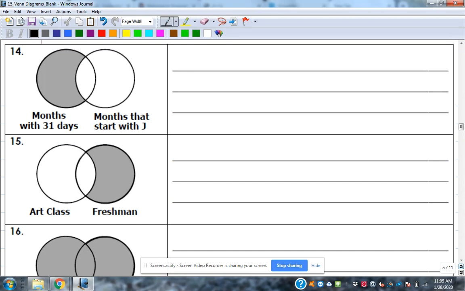And then months that start with J. So of those 7 that Jacob mentioned for us, how many of them start with J? January and July. Okay, so 2 of those. But the circle, what part's shaded? The months with 31 days that don't start with J. So we need to describe that situation. That's a good way to describe it: 31 days that do not start with J.